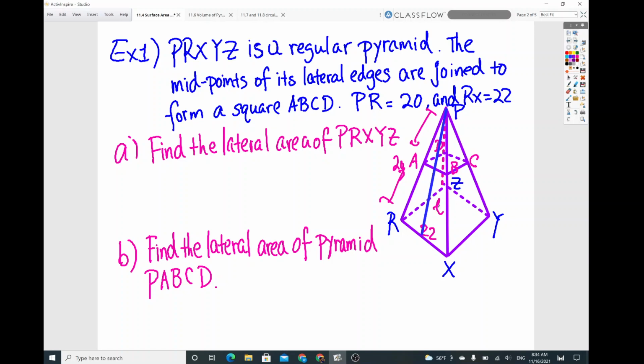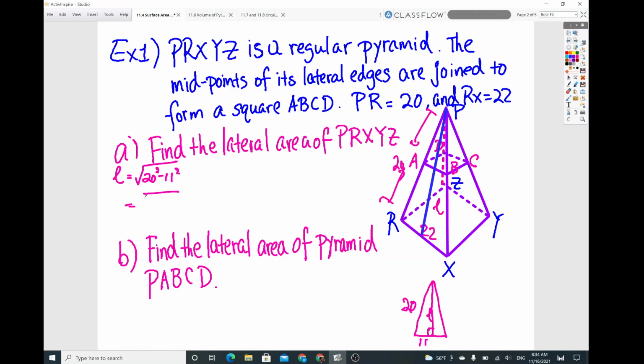So in order to find out what L is, we can zoom out this triangular surface. It's an isosceles triangle, and the slant height is the height of this triangle. We do know that the lateral edge right here is 20. Half of the base, half of 22, is 11. With the right triangle, we can use the Pythagorean Theorem to find the slant height. So L equals the square root of 20 squared minus 11 squared.